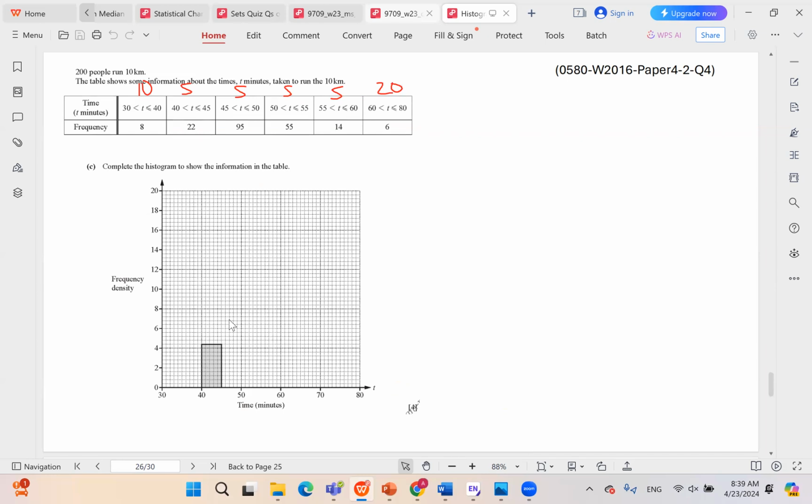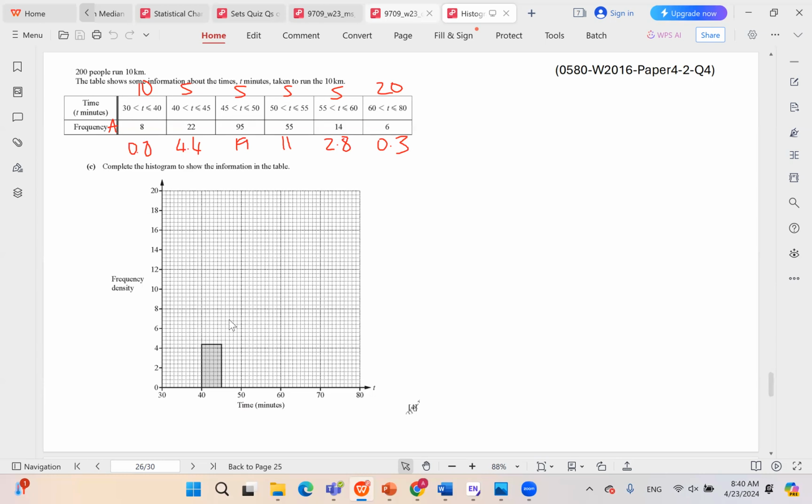We have the area here. So 8 divided by 10 is 0.8. 22 divided by 5 will be 4.4. 95 divided by 5 is 19. 55 divided by 5 is 11. And 14 divided by 5 will be 2.8. Finally, 6 divided by 20 is 0.3. These are the heights. Now let's test against their height.